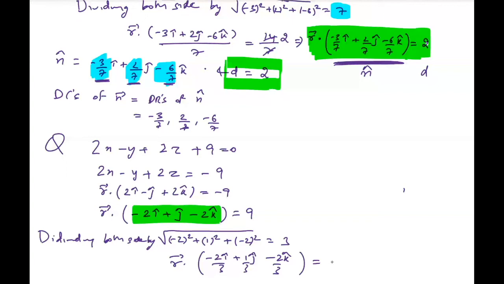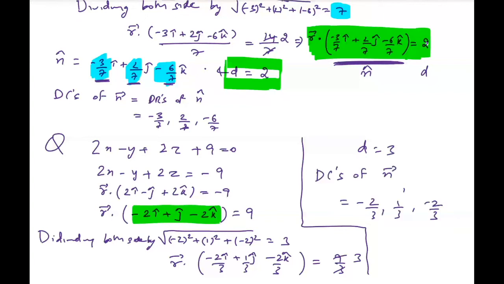So can you all see what the answer is here? D here is nothing but 3. And what are the DCs of the n vector, the normal vector? This is nothing but minus 2 by 3, comma 1 by 3, comma minus 2 by 3. Is it clear to everyone?